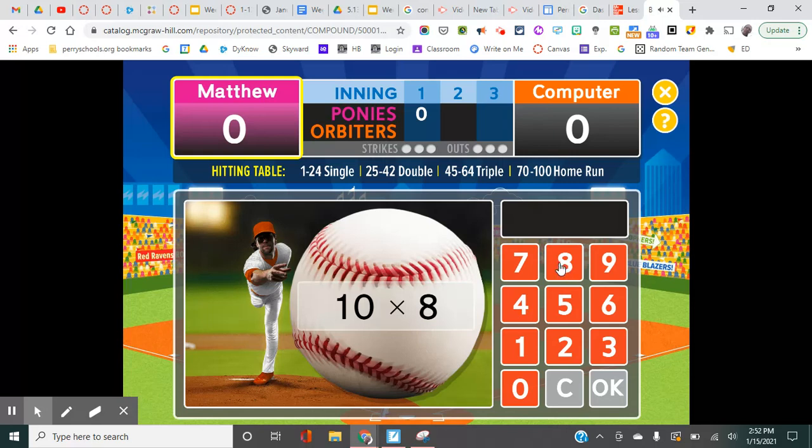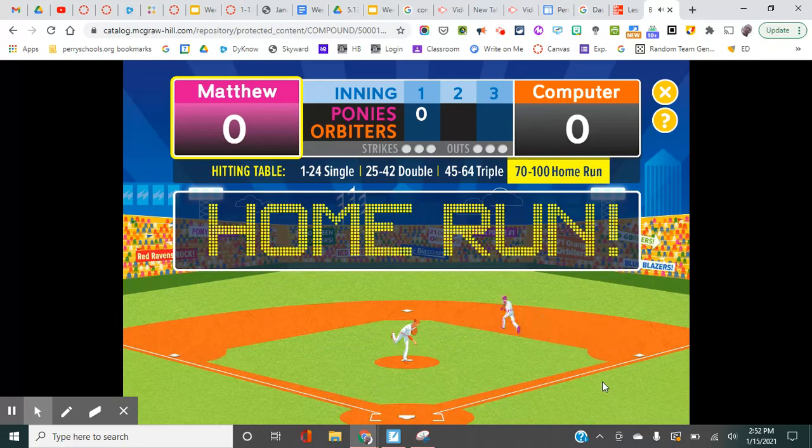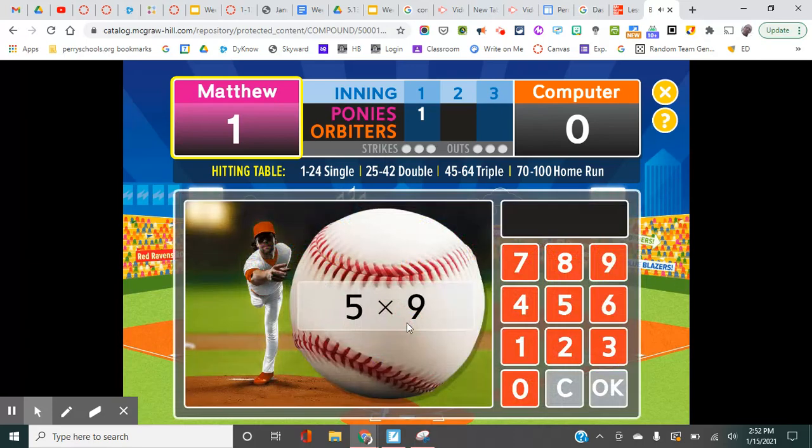So this is going to be a good one, right? Because I got 80, and look at 80. 80's way up here. A home run. A home run means I get to go all the way around the bases. Bye-bye, baseball, it said. So I get to run around the bases. All right, so that was good. Now I'm going to click the pitcher and get my next one.